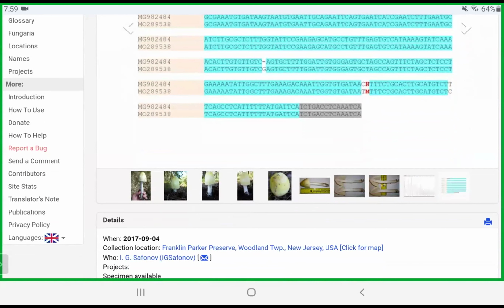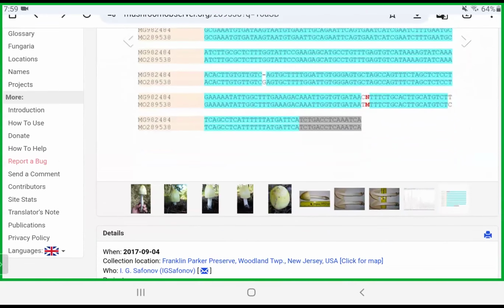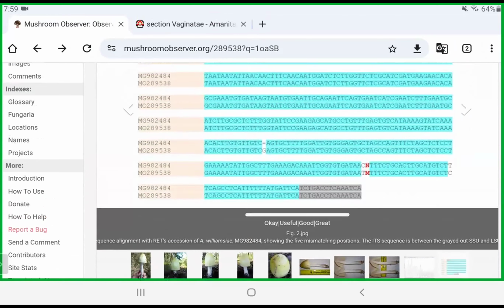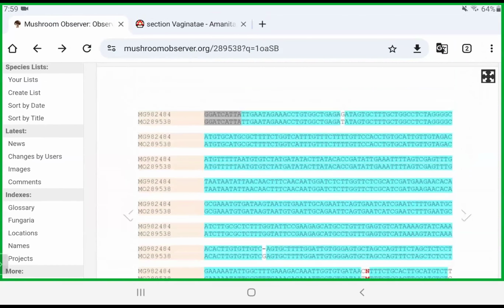I mean, there are those little tiny differences that I'm looking at. I don't understand it. It looks like there are a couple of single nucleotide polymorphisms, SNPs. So that's what you call them. So how many of those do you get before you go, this is maybe something else?